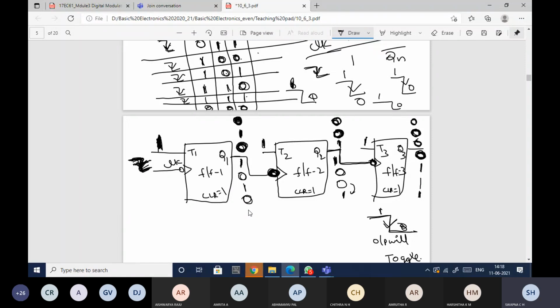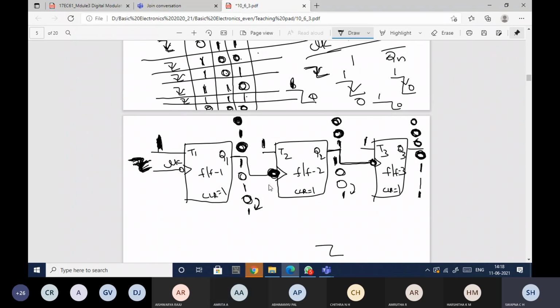So what happens to the first flip-flop? It will toggle. I've given one more clock pulse, so will it toggle? Yes, ma'am. So it is 1. Q1 is changing from 0 to 1. Am I getting the correct clock to flip-flop 2? No, ma'am. It won't toggle, because it should be 1 to 0, but it is from 0 to 1.